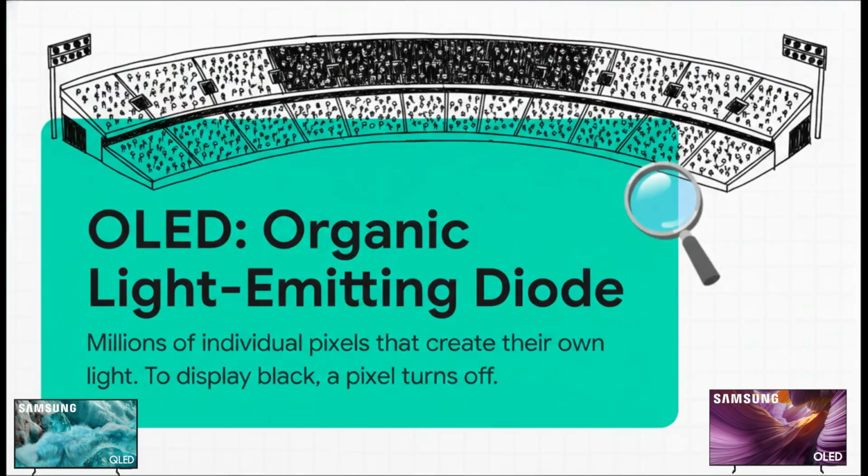Okay, so first up is OLED. Think of an OLED screen like a gigantic stadium, and every single person in the stands is holding a tiny flashlight. Each person is a pixel. If you need a part of the picture to be bright, they turn their flashlight on. If it needs to be black, they just turn it off. It's that simple. Total control, pixel by pixel.